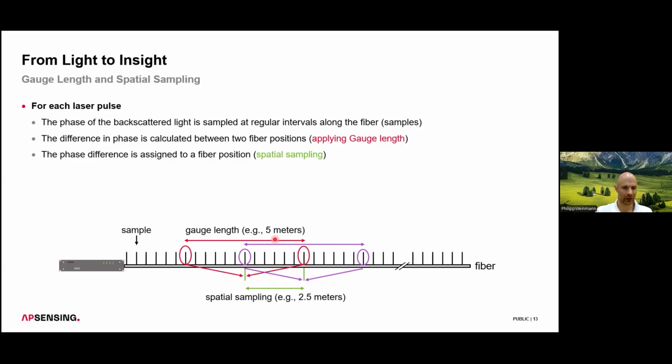Okay, so this calculation we do for each laser pulse. And then we compare how these phase differences we have calculated with the gauge length change over time. And this is what gives us the phase data. So we are looking at how the phase difference between two fiber positions changes over time.